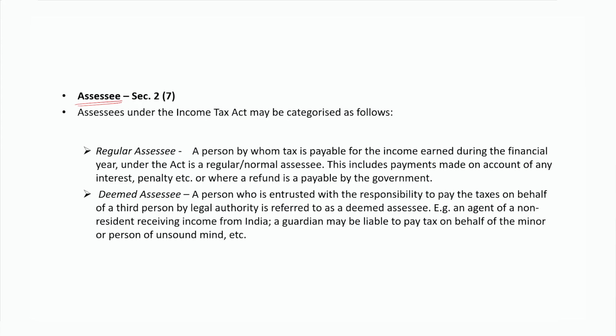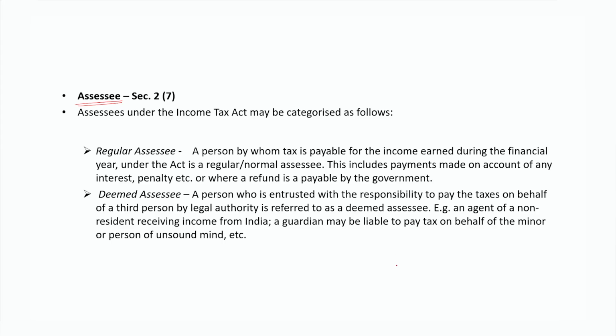And then you have got a deemed assessee. So a deemed assessee is a person who is entrusted with the responsibility to pay the taxes on behalf of a third person by legal authority and is referred to as the deemed assessee. For example, you've got an agent of a non-resident who is receiving income from India, or a guardian who may be liable to pay tax on behalf of the minor or a person of unsound mind, right.